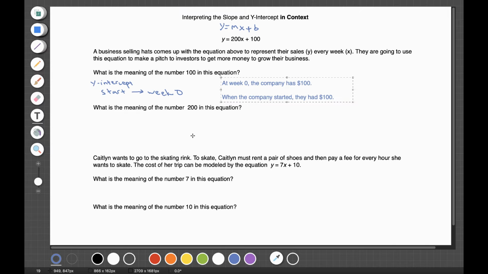Okay, now let's go ahead and apply that same idea to what is the meaning of the 200 in this equation. Well, now we're thinking, is that the M or the B? Well, that is very clearly the M, which is our slope. So now I'm thinking slope. Okay. And if I think about slope, that means I'm thinking about my change. Okay. So if we're thinking about this context, sales per week, right? Sales, how much sales there are every week. Well, that means this is our changing amount. Well, that means every week we're changing by $200 in sales.